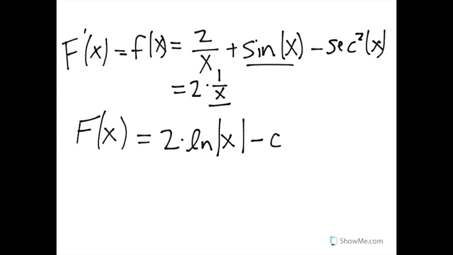This is actually a minus cosine of x. And you can double check that. If you think about the derivative of a minus cosine of x, it should be a minus sine of x, but that's the plus sine of x that we had above.